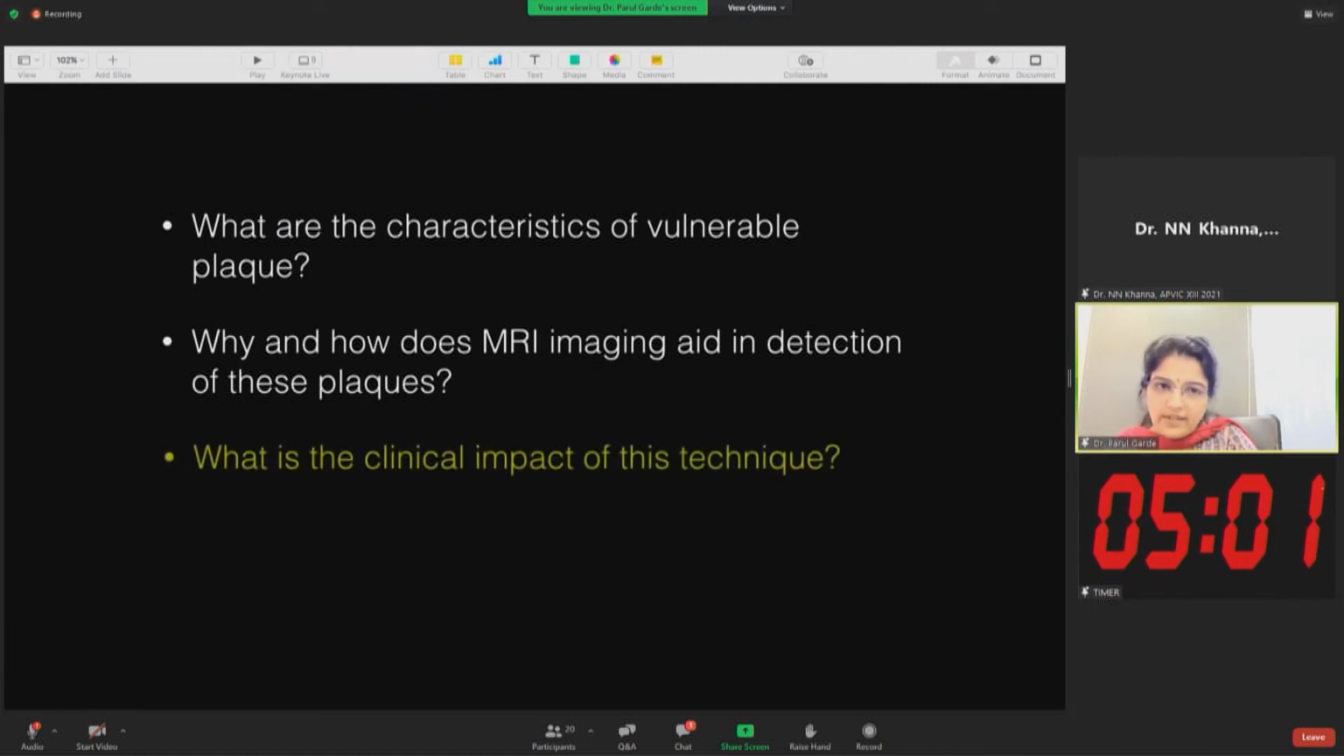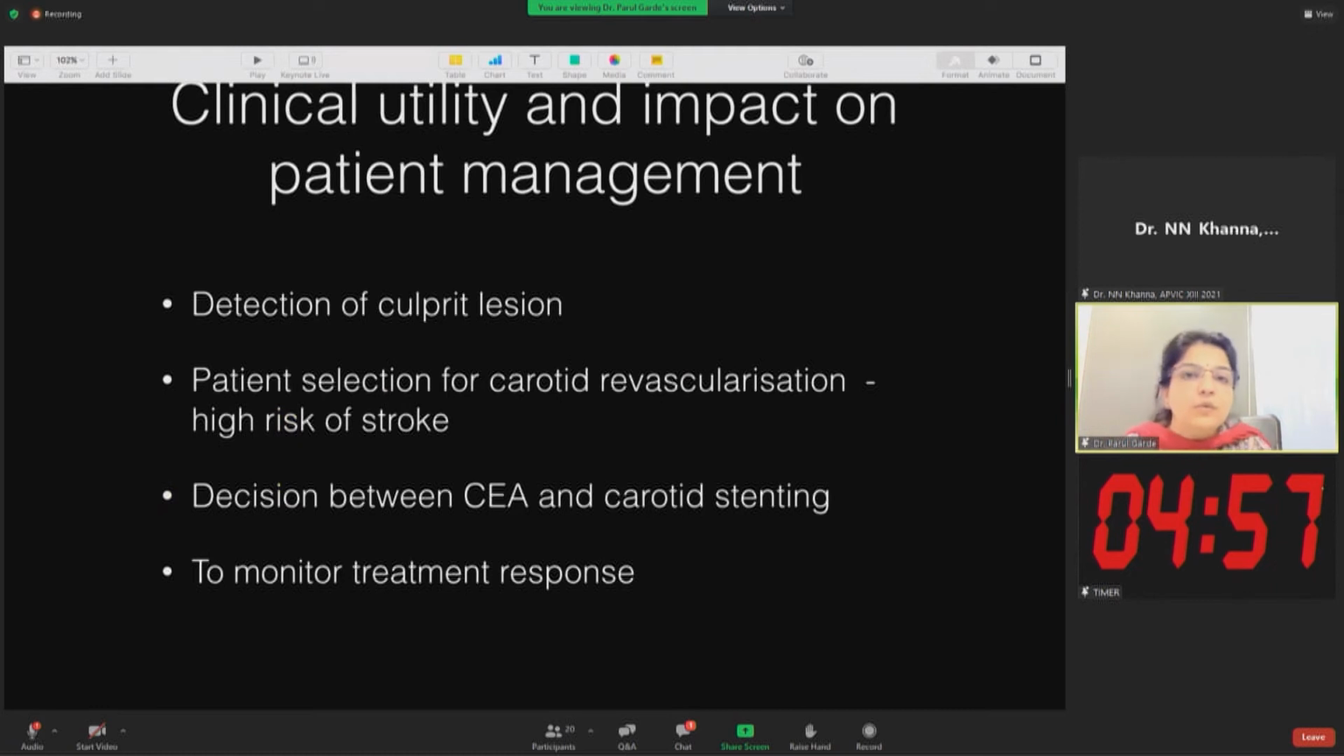Now, going on to our next question, what is the clinical impact of this technique? Why do we need vessel wall imaging? In patients who have been labeled as cryptogenic stroke, where no cause has been found, there have been several studies that have looked at the carotid bifurcation particularly, to detect the culprit lesion. And it has been really very promising. I will show you in the next slide.